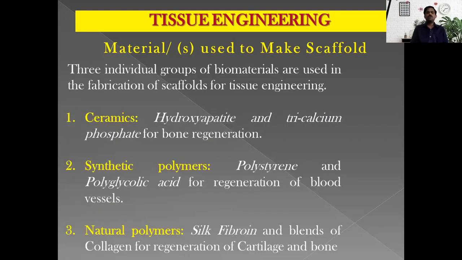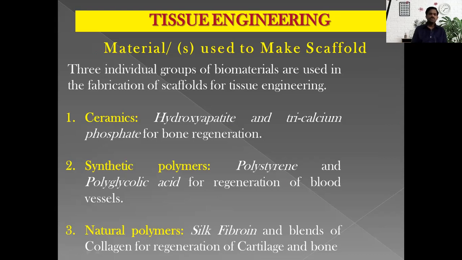There are three groups of biomaterials that are used in the formation of scaffolds for tissue engineering, and these are ceramics, synthetic polymers, and natural polymers. Under the category of ceramics, hydroxyapatite and tricalcium phosphate are used to make scaffolds for the regeneration of bone. Under synthetic polymers, polystyrene and polyglycolic acid are used to make scaffolds for the regeneration of blood vessels and tubular structures.